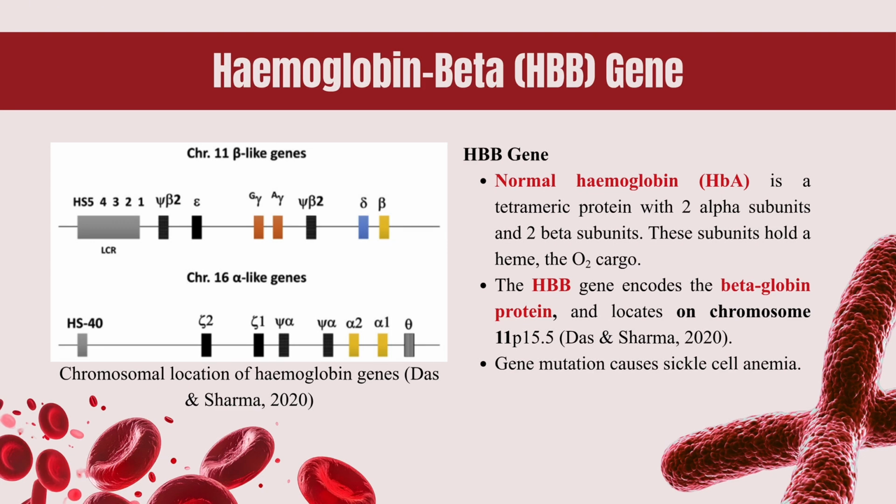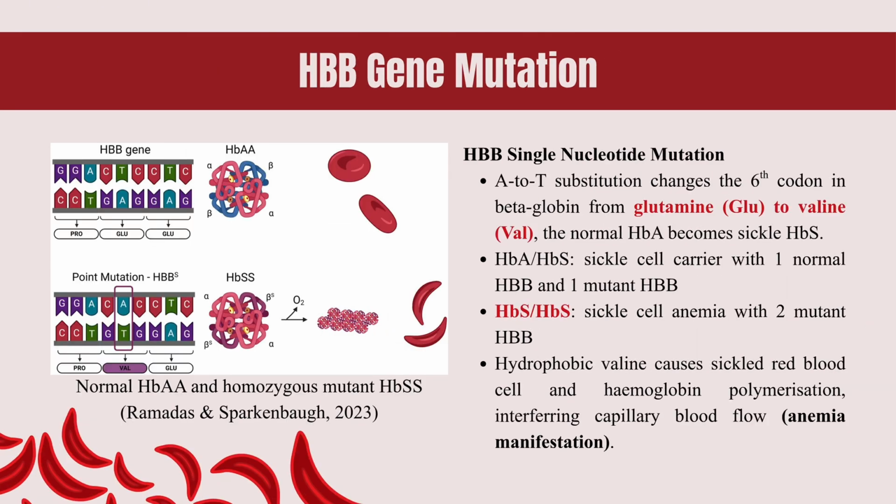In normal hemoglobin, there are two alpha and two beta subunits that hold the heme molecule. Today, we look into the hemoglobin beta gene, or HBB gene, that encodes the beta subunit. It is located on chromosome 11, and a mutation here will cause sickle cell anemia. An adenine to thymine single nucleotide mutation changes the 6th codon from glutamine to valine. This forms a sickle hemoglobin.